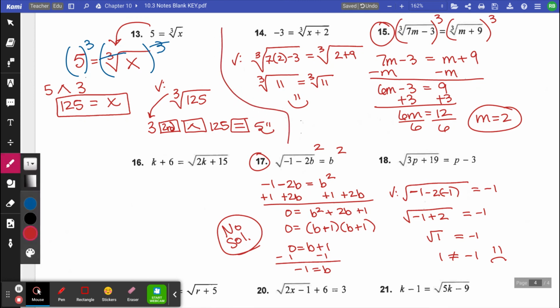Okay, for the remainder of the period, you will be working on big ideas for 10-3. 10-1 big ideas should already be completed. 10-3 is not due until Sunday evening. This concludes your notes for section 10-3.